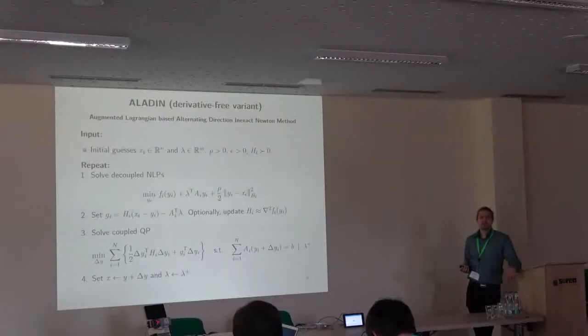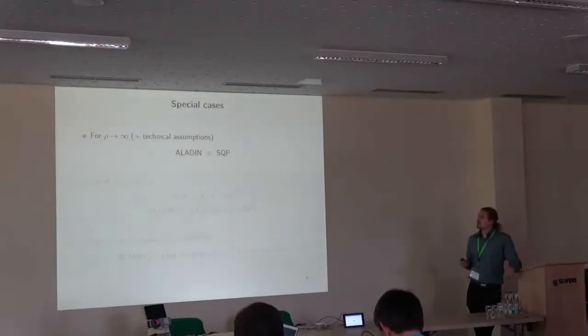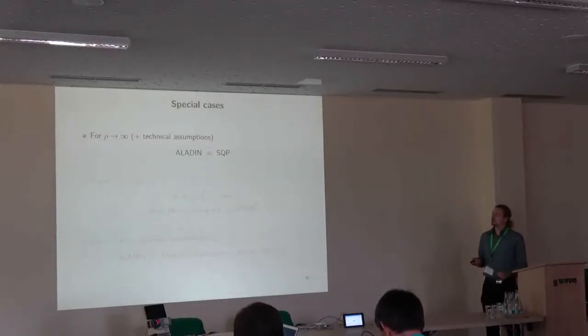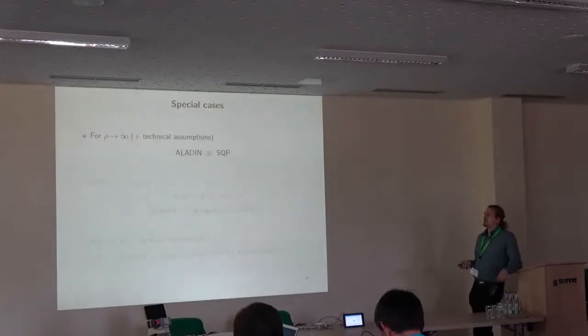So does this have any advantage compared to ADMM, or how does this relate to SQP? In order to understand this, I would like to point out a few special cases. So let us have a look at this. So first of all, if we take the tuning parameter and make that very, very big, so if we go with rho to infinity, this algorithm has a very, very beautiful property. Namely, the Aladin iterations actually become equivalent to an SQP method.